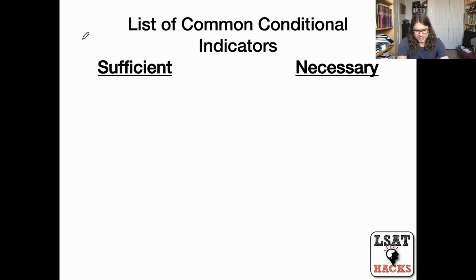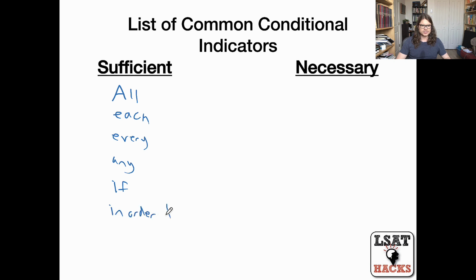Okay, so a list of indicators. Let me just go back to my list here. It was hard to format this on the spreadsheet. So here are some common indicators: all, each, every, any, and by the way, synonyms too, like anyone, everyone, are also sufficient. If, that's a big one. And then, I said there are other ones. This is just an example. I could say, in order to be a cat, you must have a tail. There's a necessary indicator, by the way: must. The only, someone mentioned that.